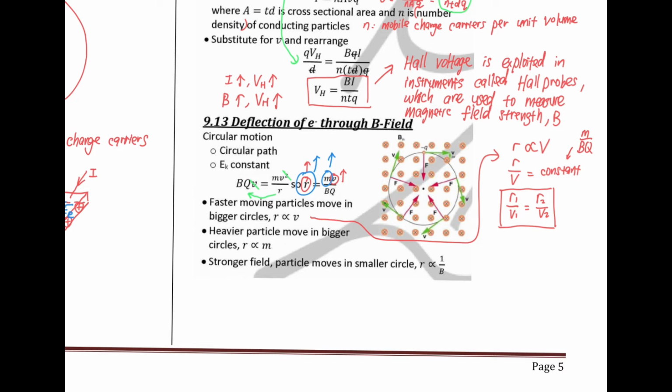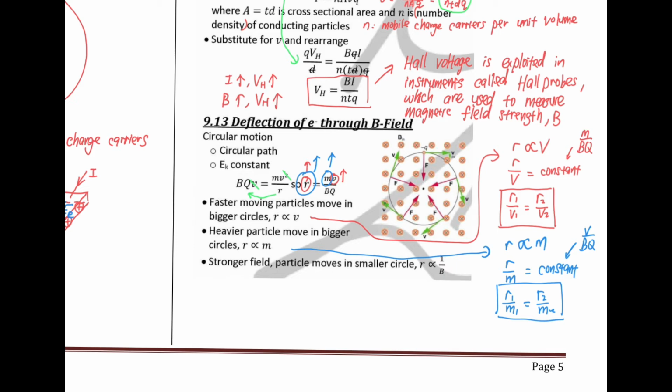If R is proportional to M, that means R over M is a constant. What constant is that? R over M, you can see from the equation here, you bring the M down. So V over BQ is the constant. And then you can create the formula R1 over M1 equal to R2 over M2. So you can create the formula and apply accordingly.